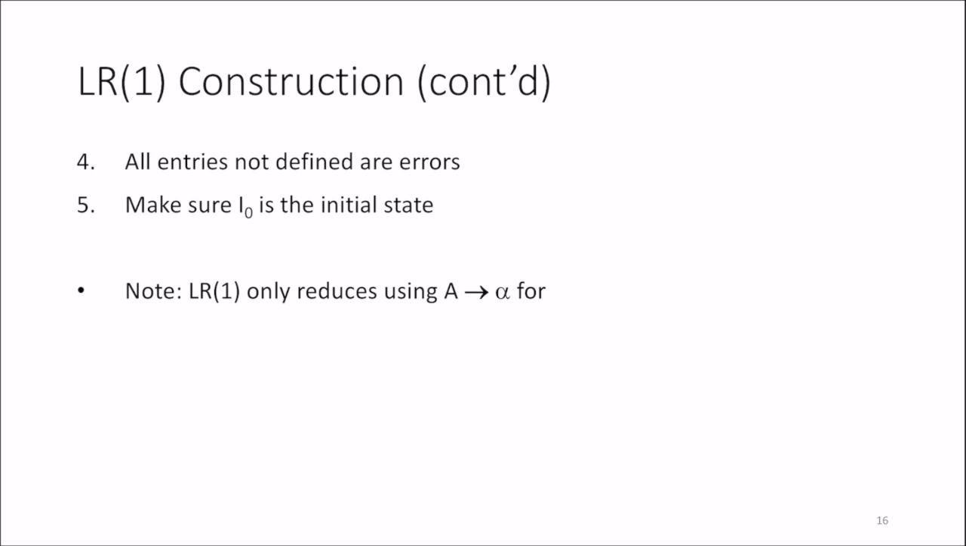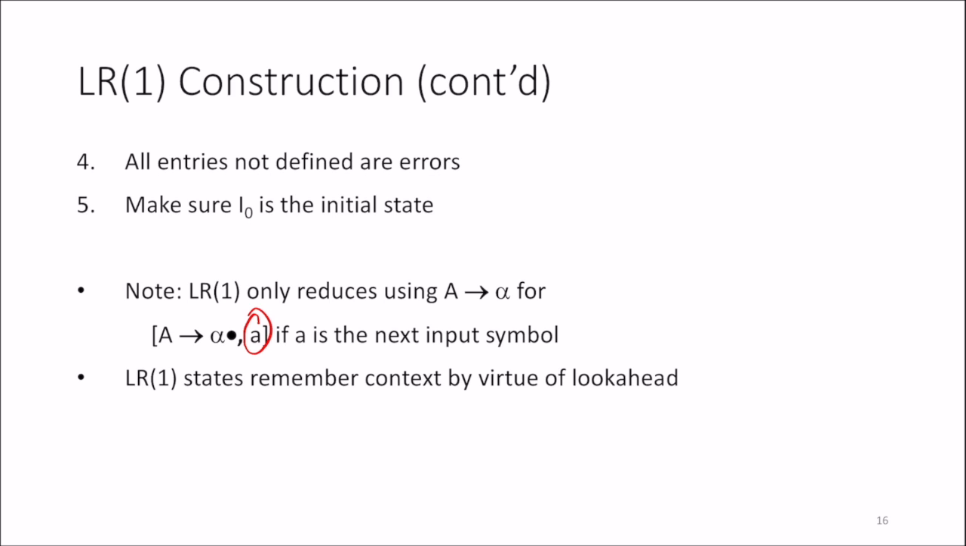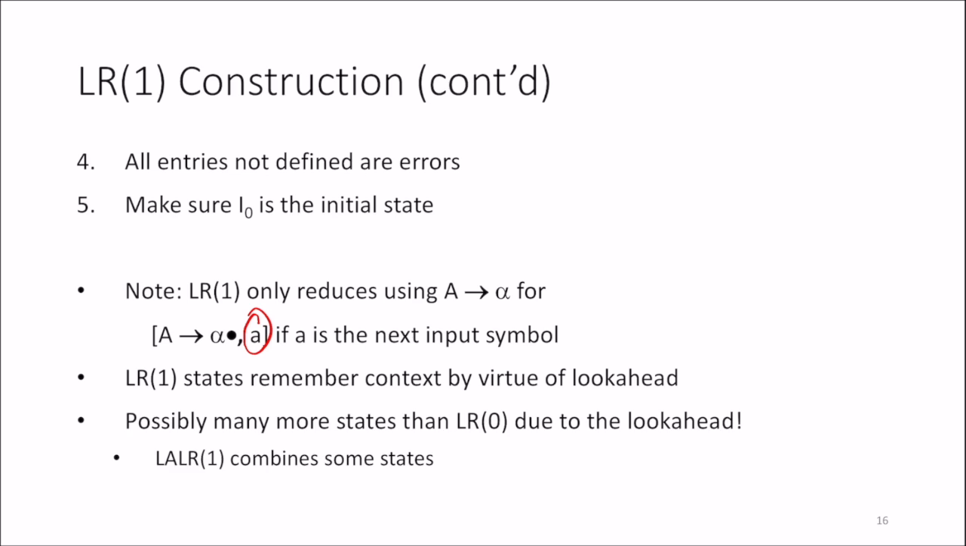And LR1 only reduces using a rule if A is the next input symbol and it's in the look ahead of the LR1 dotted rule. And LR1 states remember the context by virtue of this look ahead, right? It's carrying around this look ahead in the dotted rule. But one downside of LR1 is it might end up with many more states than LR0 due to this look ahead. As we already saw in this example, in LR0, many of those states would be collapsed together, but here they can't be because their look ahead is different.